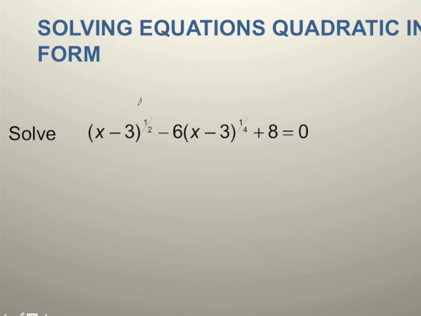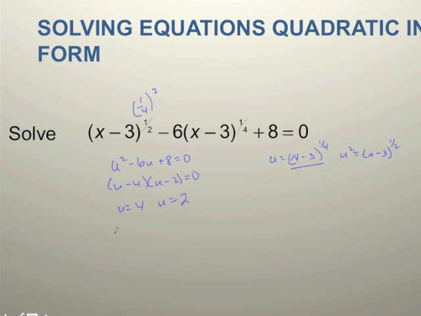Oh, 1/2 is 1/4 raised to the squared power. So u can be (x minus 3) to the 1/4. So u squared is (x minus 3) to the 1/2. So I have u squared minus 6u plus 8 equals 0. u minus 4 times u minus 2 equals 0. u equals 4. u equals 2. But u is really this.